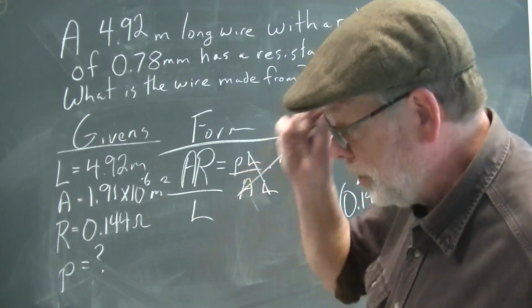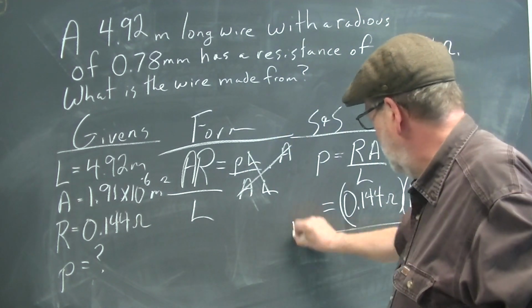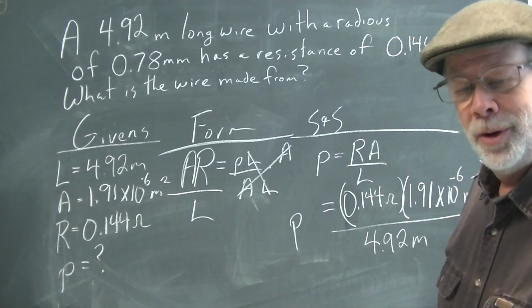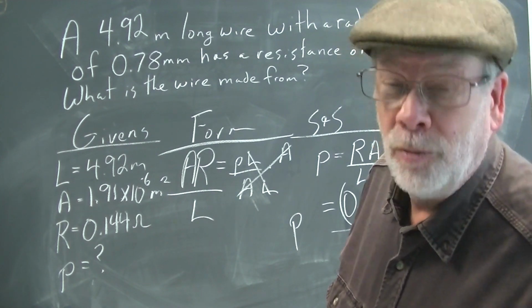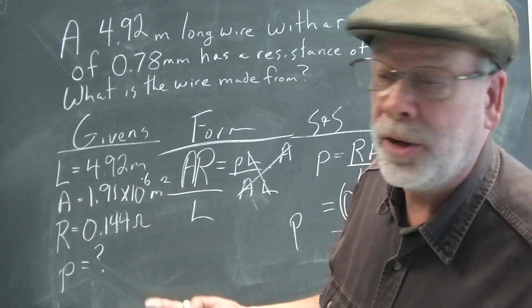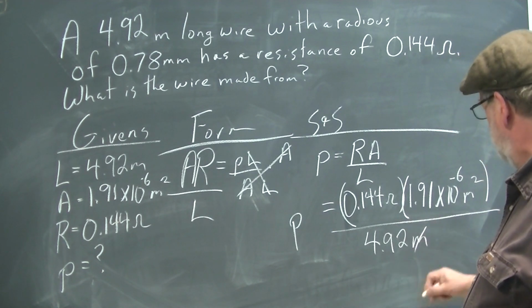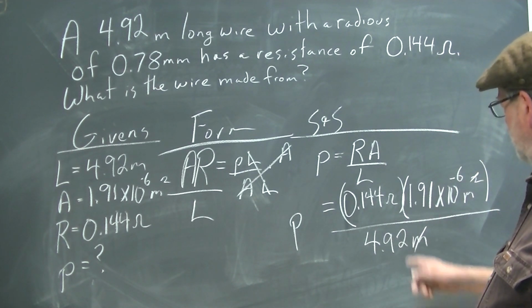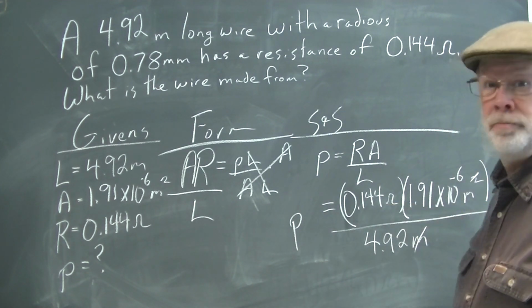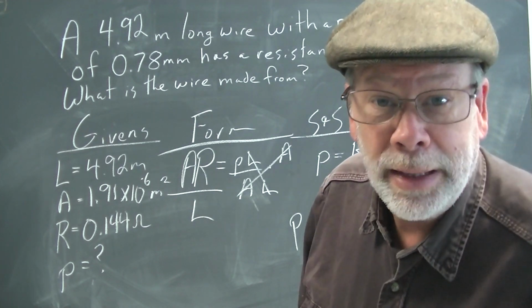Before we go anywhere, check the units. Are the units going to work out here? We want rho. What units does rho have? Well, rho, if you look at the reference table, rho is ohm times meter. So do we have that? This meter cancels out that meter squared. I have ohm meters. Yes, we're doing it correctly.